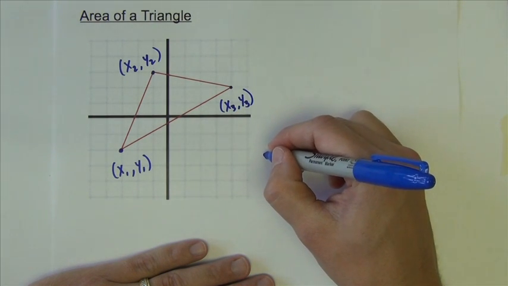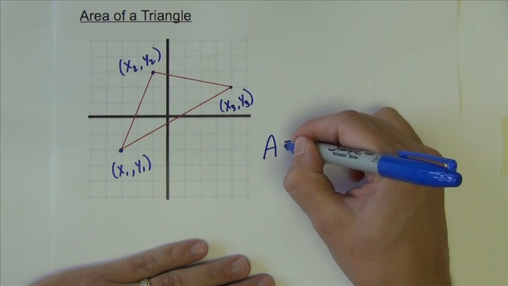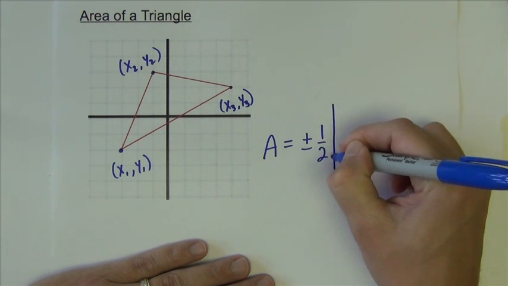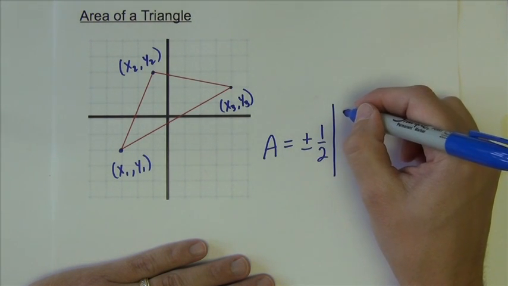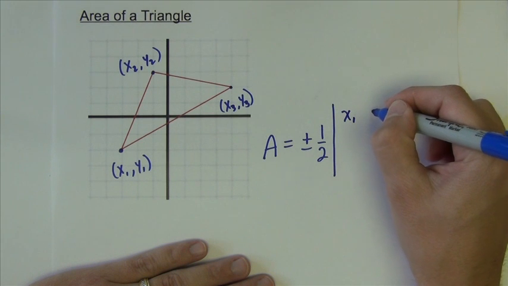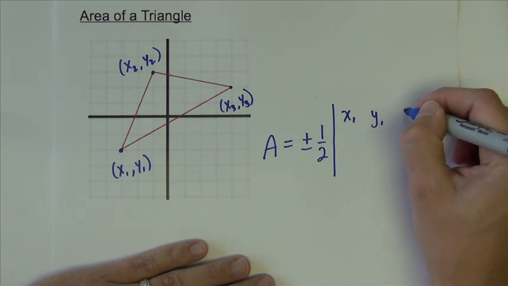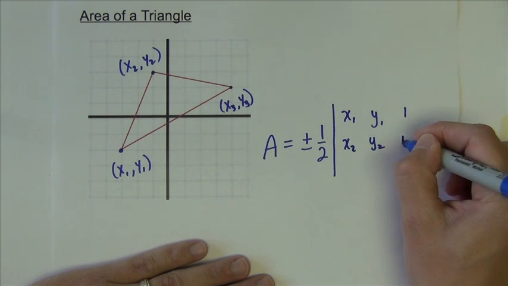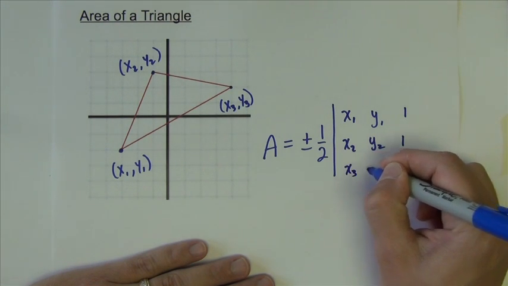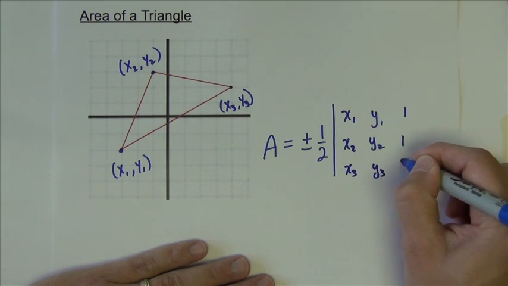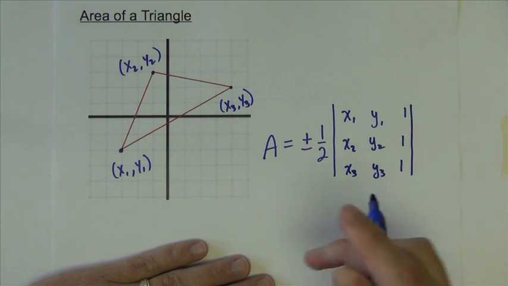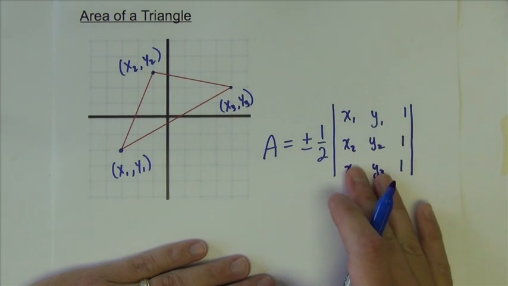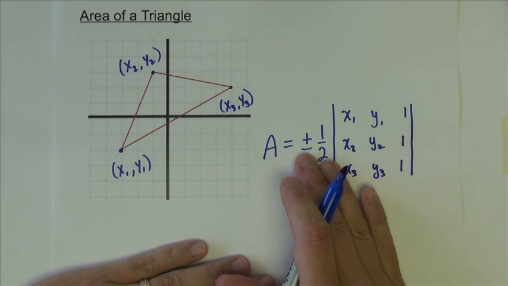The area of the triangle is equal to plus or minus 1/2 times, I'm going to go with x1, y1, 1, x2, y2, 1, x3, y3, 1. So we find the 3 by 3 determinant, and we take it times plus or minus 1/2.